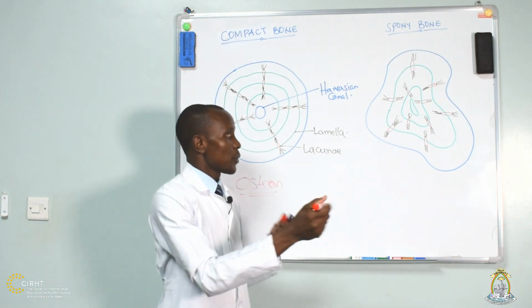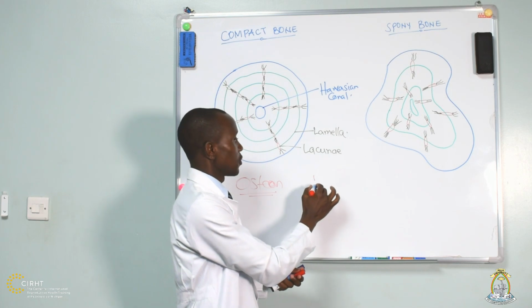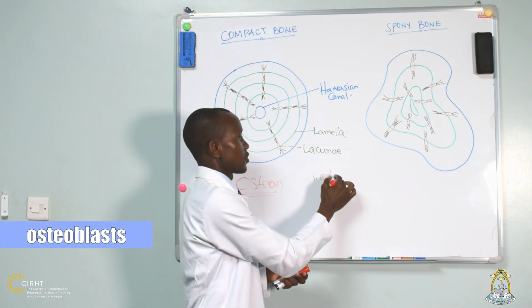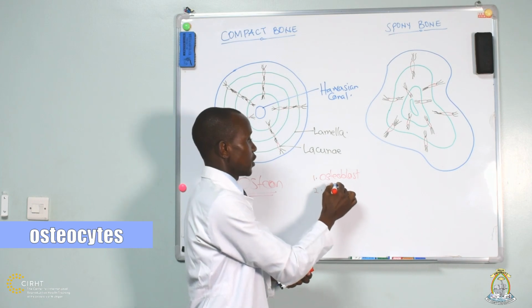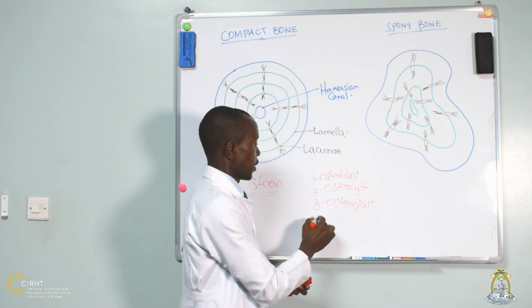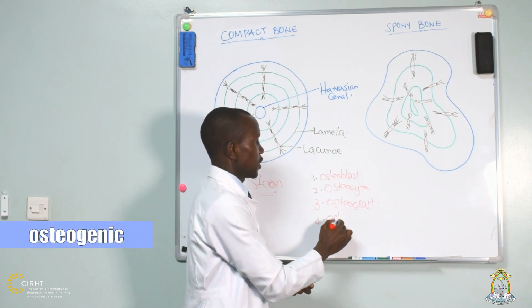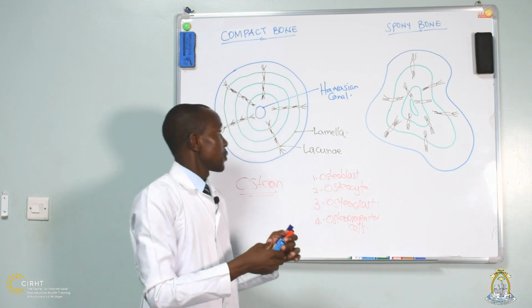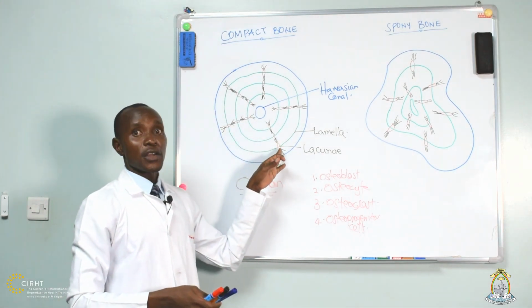If I'm to recap the bone cells, we have the bone-forming cells. There is the osteoblast, osteocyte, osteoclast, and osteoprogenitor cell. These cells, notably, are present within the lacunae.